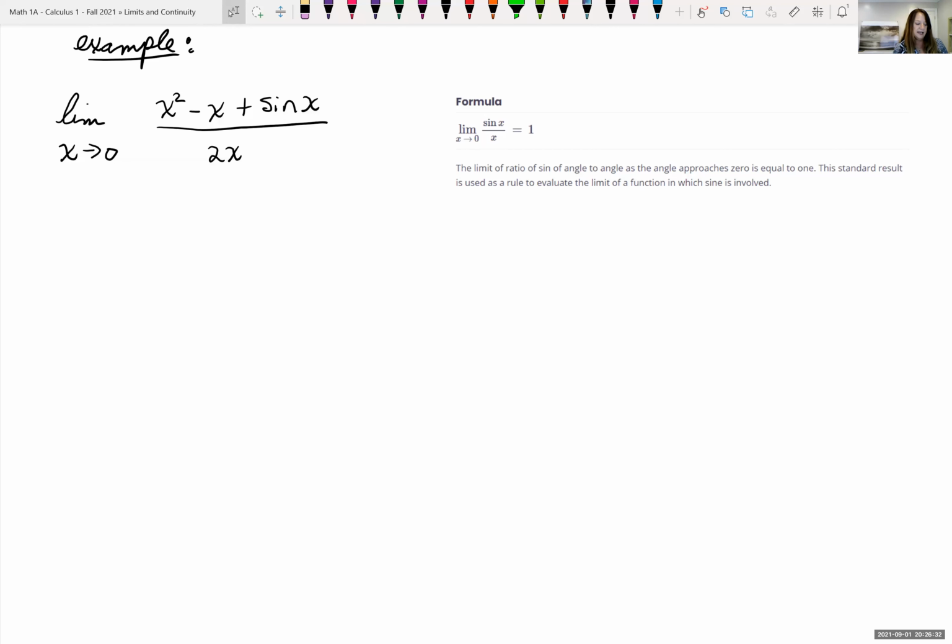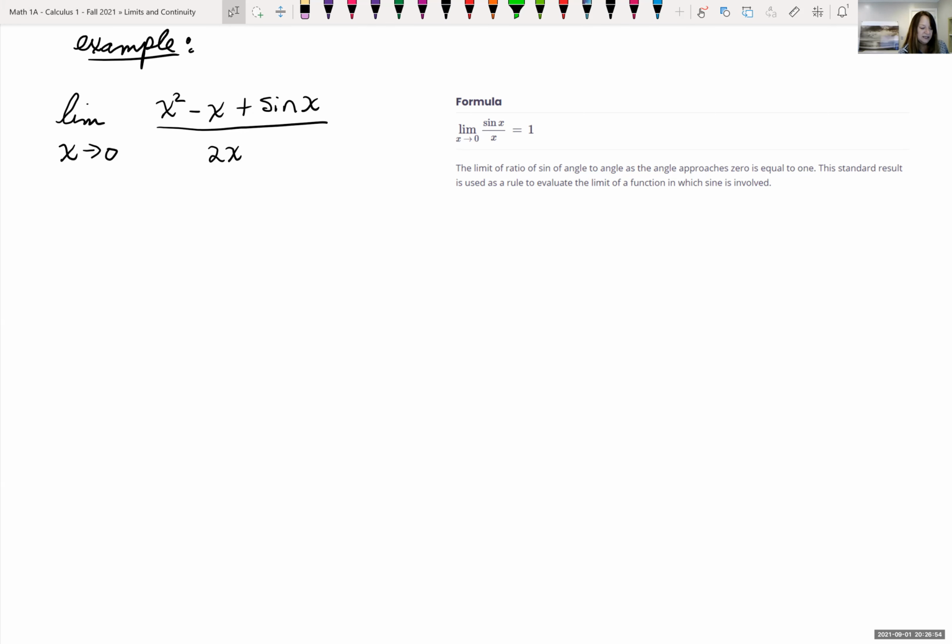Okay, so the next example, we have a limit as x goes to 0 of x squared minus x plus sine x, all in the numerator. And then we divide by 2x. And again, we want to use the rule, if we can, that the limit as x goes to 0 of sine x over x is 1.